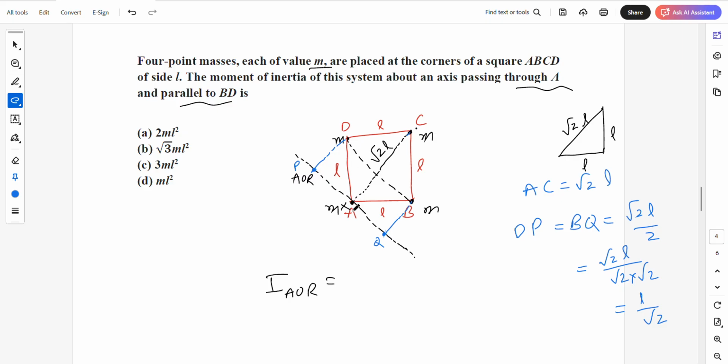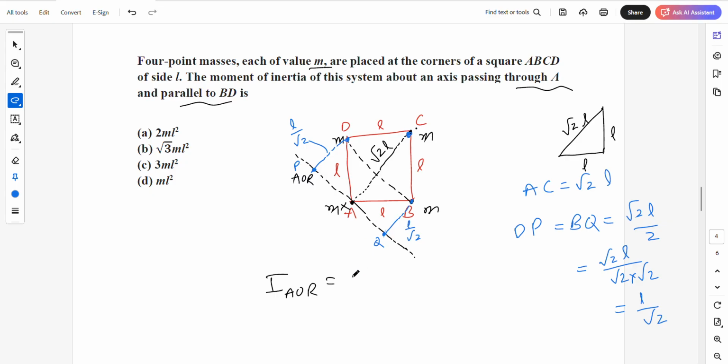Since this mass is lying on the axis of rotation, there is no contribution to the moment of inertia. Only the contribution because of this mass kept at d, which is at a distance of how much? L by root 2. And one more mass kept at b at a perpendicular distance L by root 2, and one more mass which is kept at c, which is at a distance root 2 L.